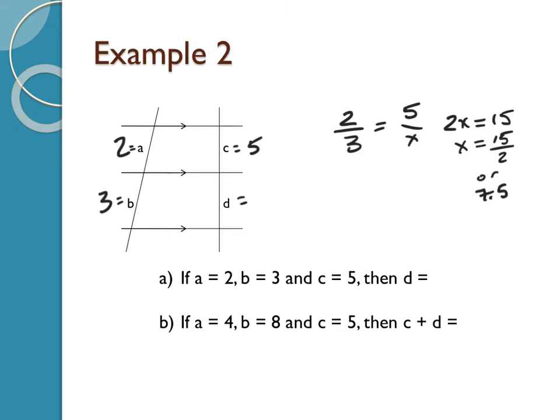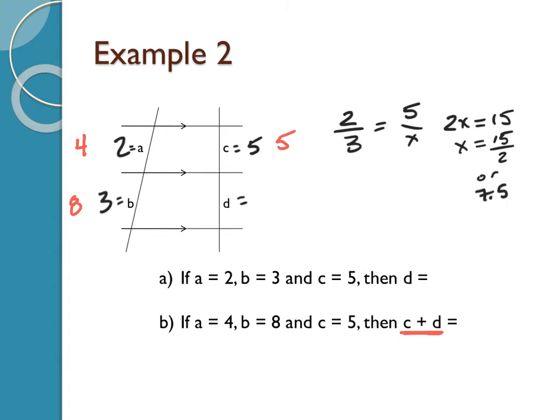All right, so let's do another one. So that's all the first scenario. Here's a separate scenario then. If A is equal to 4 and B is equal to 8, C is equal to 5, then C plus D. So remember at the end, we're going to have to do C plus D. But what do we need to figure out first? We need to figure out what D is, and then we can add them together.